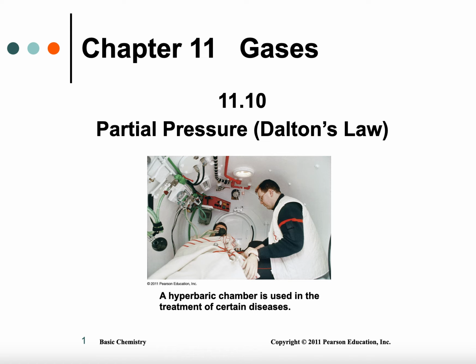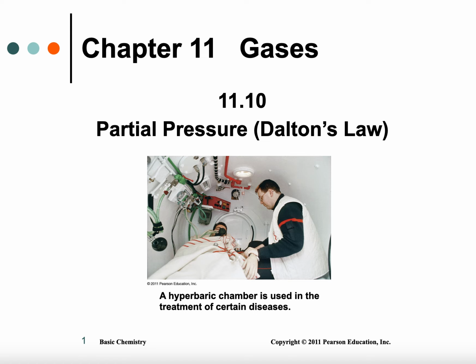This is section 11.10, which is on Dalton's law. Dalton's law is very simple, probably the easiest of all of the gas laws. They're all easy, but really, let me give you a scenario.